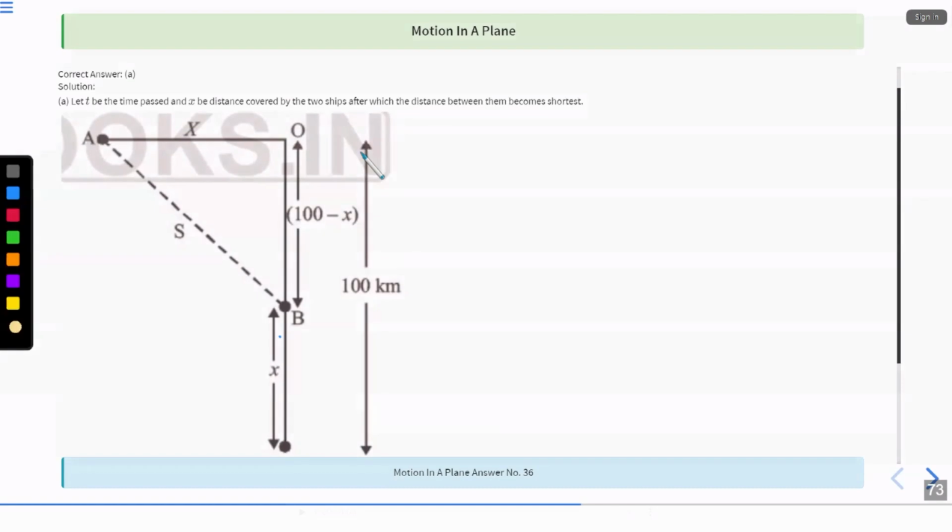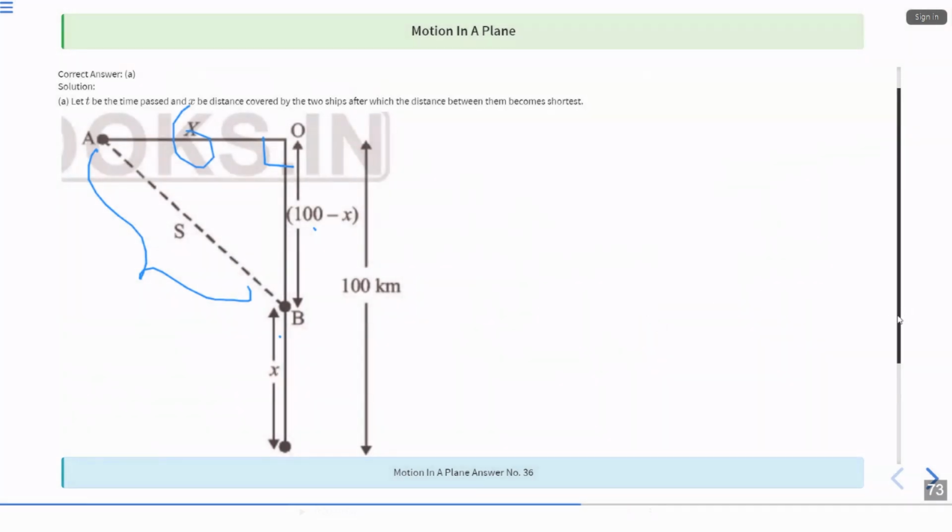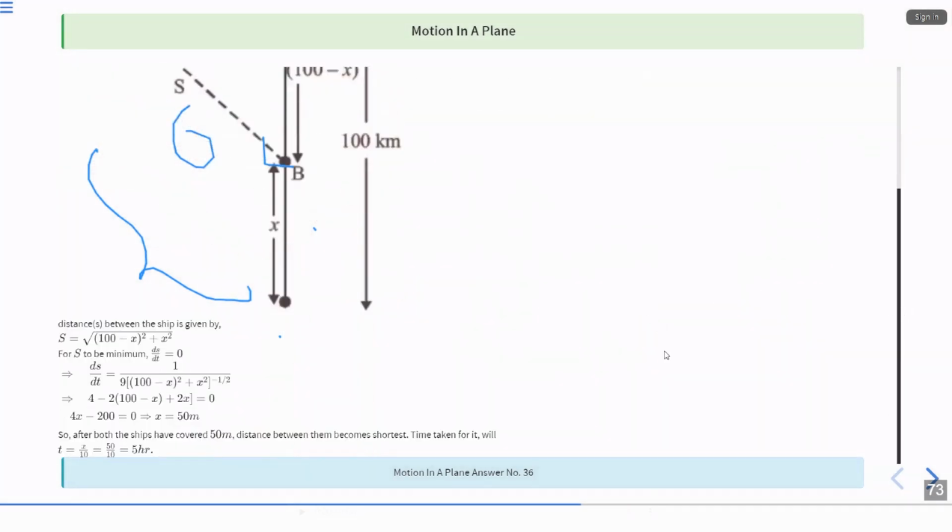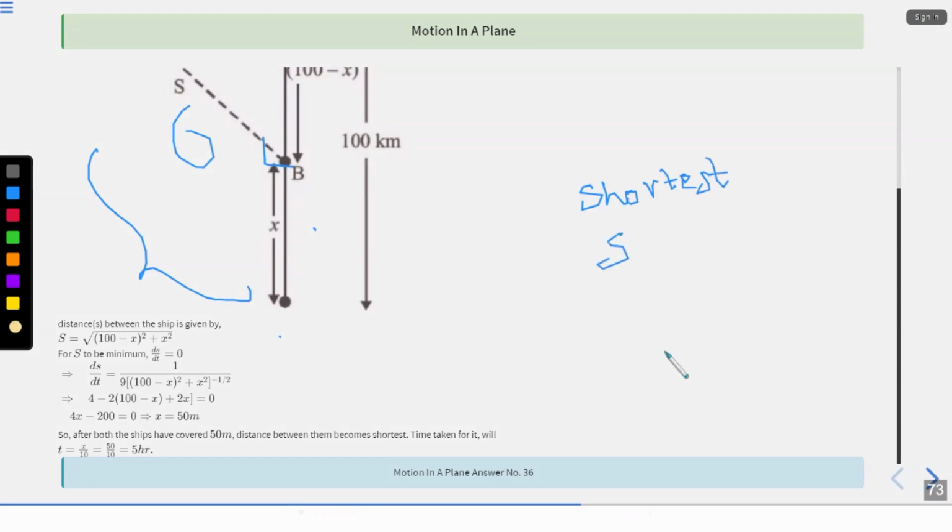Yeah. So here we can see that this is the right angle triangle, so we need to find this. So 100 minus x square, this x square. So finding s would be using Pythagoras theorem, right? Okay. But there is a condition. We needed the shortest path. So that means that s should be minimum, right?